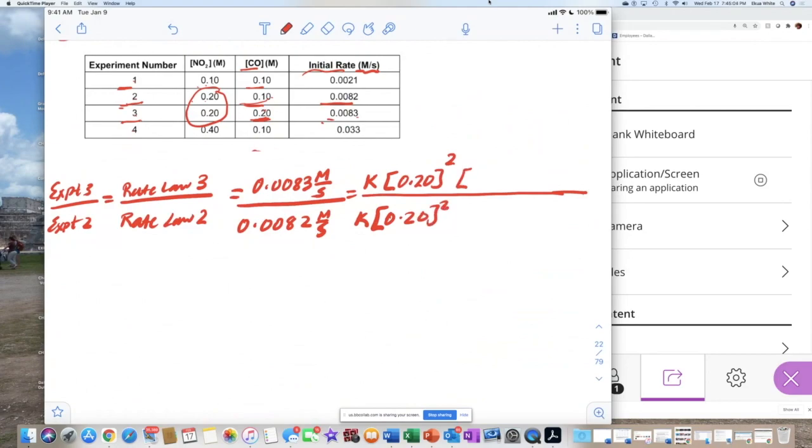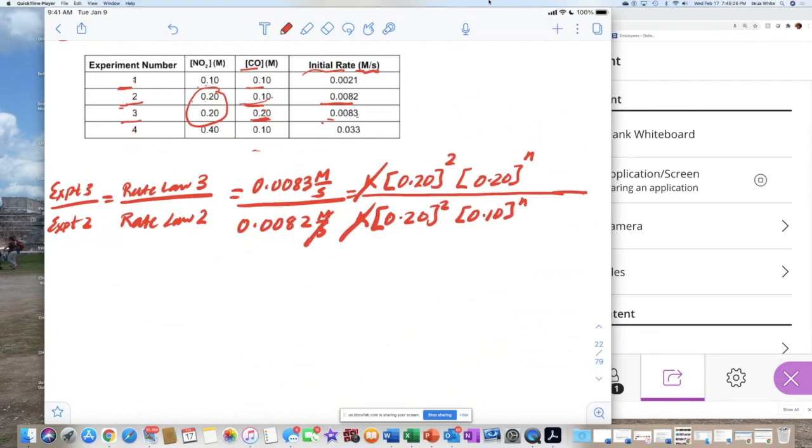NO2 is supposed to be what? 0.20 raised to the power 2. Here it's still 0.20 raised to the power 2. Now we're looking at CO. CO is 0.20 raised to the power n. We have no idea what the order is. This is 0.10 raised to the power n. We're trying to solve for n. Now that we have experiment 3 on top and 2 on the bottom, we can work this out.